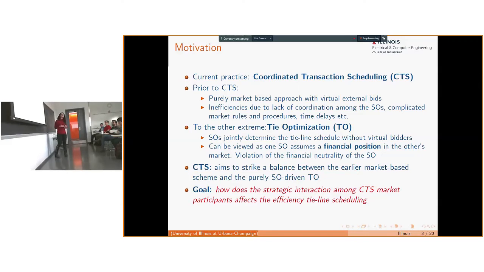However, in our work, we view the tie optimization method as a useful theoretical benchmark against which we are interested to compare the CTS market outcome, particularly when taking into consideration the strategic behavior of CTS participants.